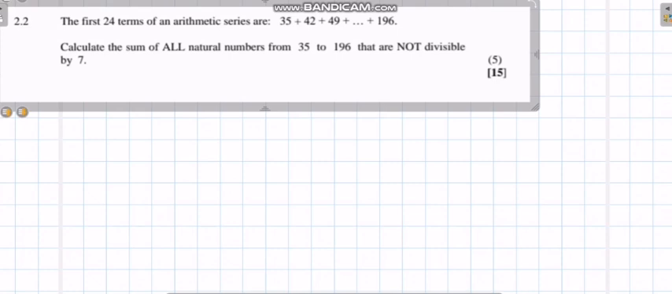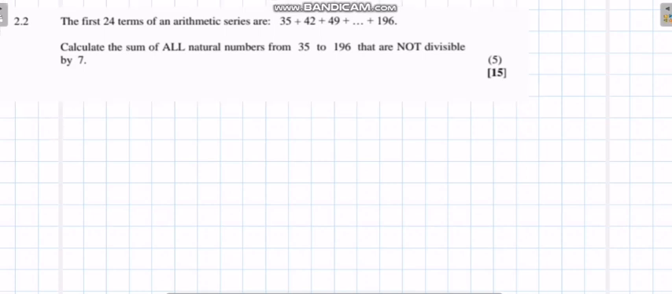Okay, our next question, 2.2, it says the first 24 terms of an arithmetic series are 35 plus 42 plus 49 plus, then we do have some other terms until our last term, which is 196. So 196 is our last term. But they've already told us that we have 24 terms, which means this is term number 24.